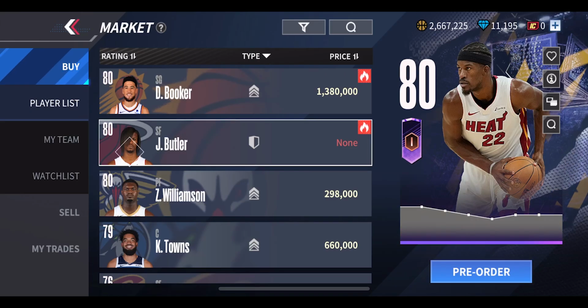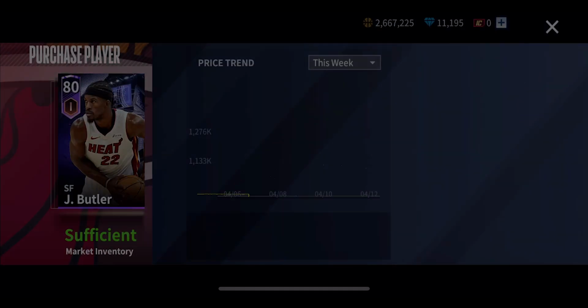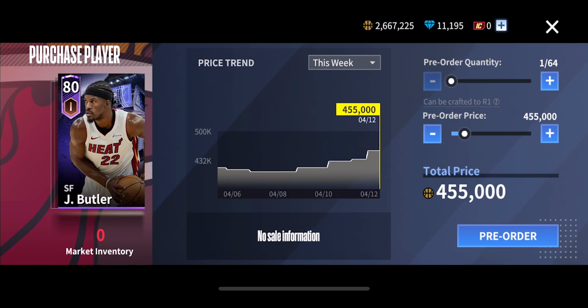However, certain cards aren't on the market, and some you have to pre-order. For example, Jimmy Butler is not on the market. You can see his market inventory is completely zero. This is because no one at the moment is selling this card, and with the pre-orders, you can go ahead and pick exactly what price you want to pre-order him at. So you could pick the lowest, which is 410k. You could even go all the way up to the max, which is 680k.